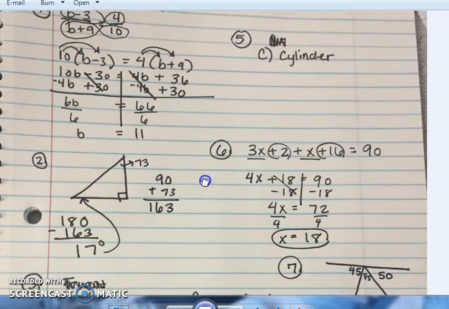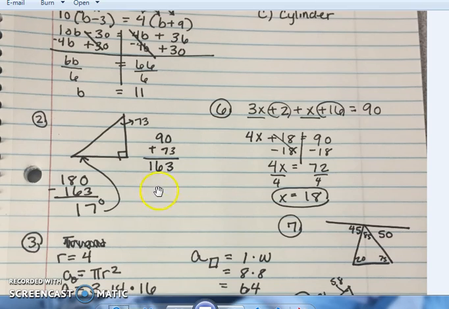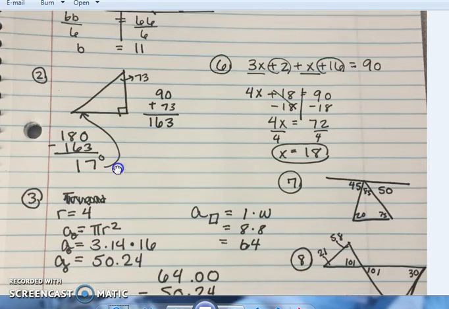Number 2, we're trying to find some missing angles here. So they're giving us a right angle, which we always know is 90 degrees, and they're giving us that A is 73, so they're telling us here, and we just got to find the missing one. So we would subtract 180 minus 163 because you can see that 90 plus 73 is 163. We subtract and we find that it's 17.